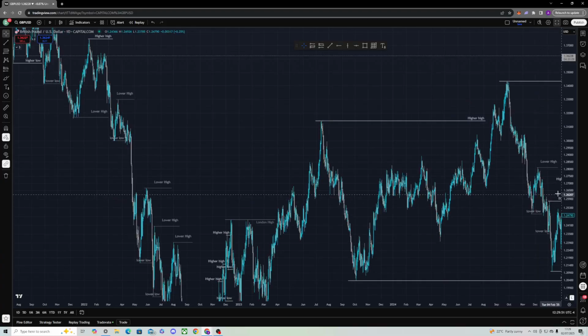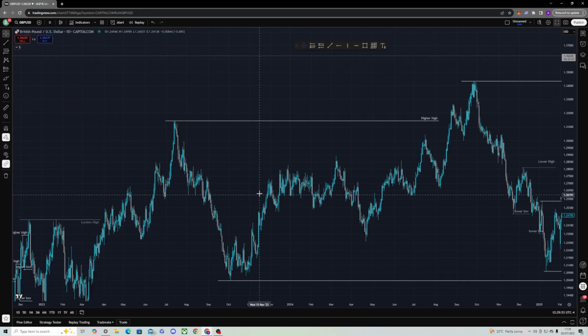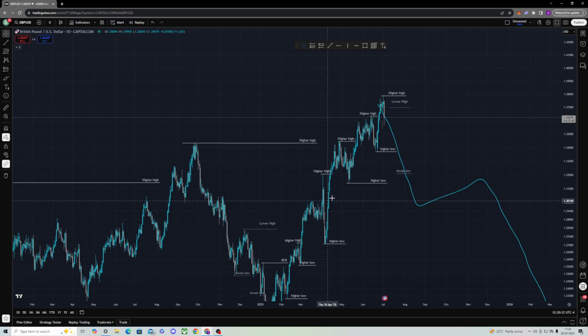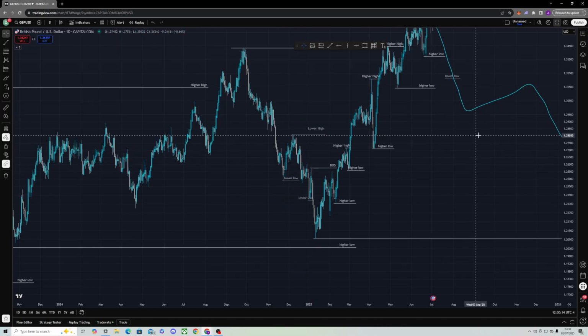Uptrends, downtrends, consolidation. You can see price isn't really going anywhere here, and then it breaks out of it, manipulating to the downside, and then going back above. I'm trying to think, is there anything else to add?